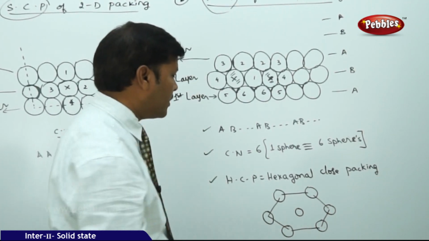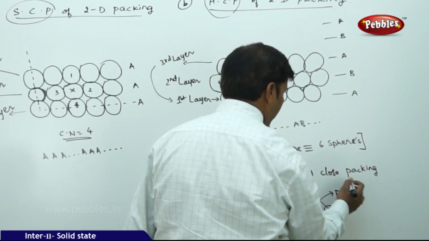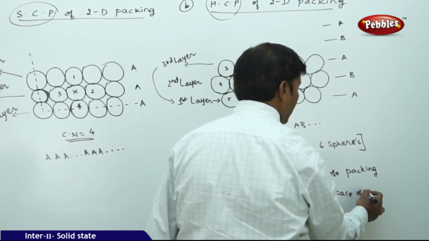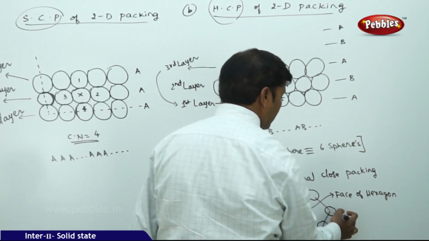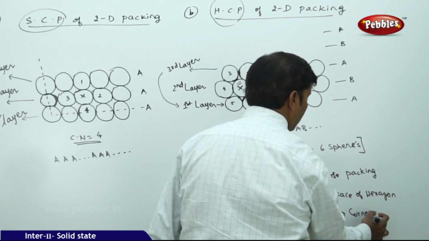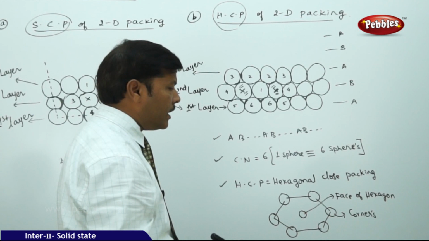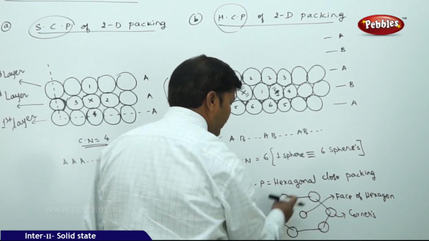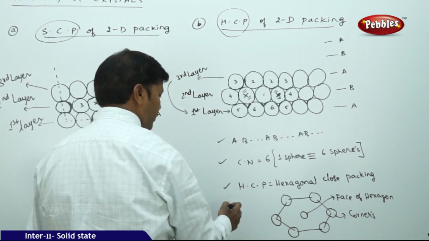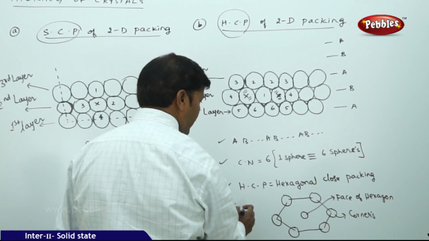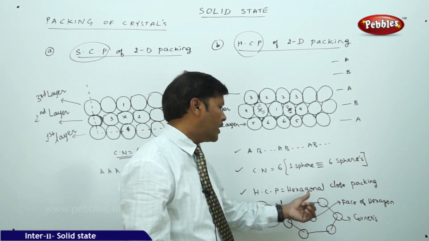It's a kind of hexagon. Actually, this is the face of the hexagon. A sphere is there in the face of the hexagon, and these are the corners. These are the corners of the hexagon, and because there are 6 spheres at the 6 corners of the hexagon, each corner has a contribution. We call this HCP because HCP is nothing but hexagonal close packing.